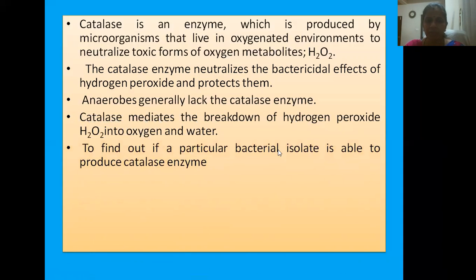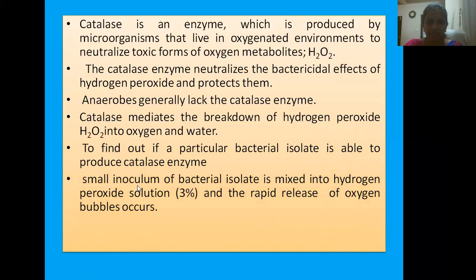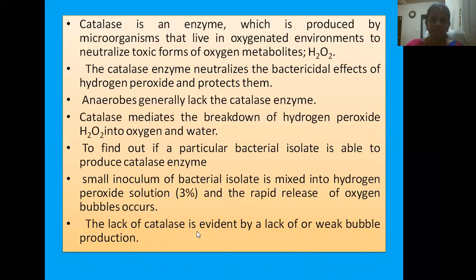To find out if a particular bacterial isolate is able to produce the catalase enzyme, a small inoculum of the bacterial isolate is mixed into hydrogen peroxide solution, concentration 3%: 3 ml of hydrogen peroxide and the rest distilled water. Rapid release of oxygen bubbles occurs if it is an aerobic microorganism. The lack of catalase is evident by a lack of bubble production, or only weak bubbles can be seen.